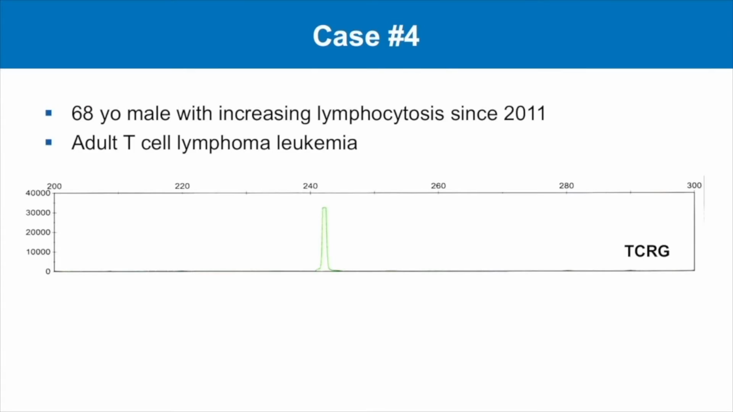Now, for another case, this one is case number 4, is a 68-year-old male with increasing lymphocytosis since 2011.